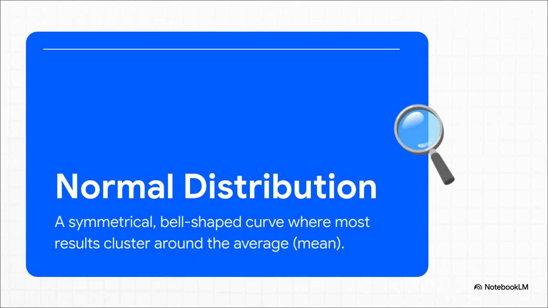And this is where the normal distribution comes in. You probably know it as the bell curve. This shape is absolutely fundamental. It turns out that a massive number of processes, both in nature and in business, follow this exact pattern. Most of the results clump right there around the average, and then they get less and less frequent the further you get from the middle.